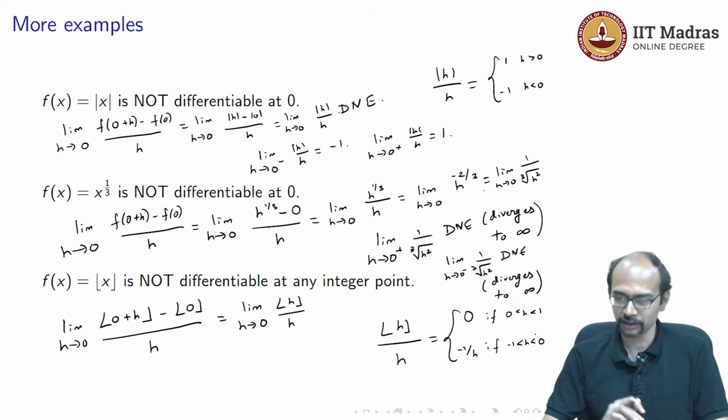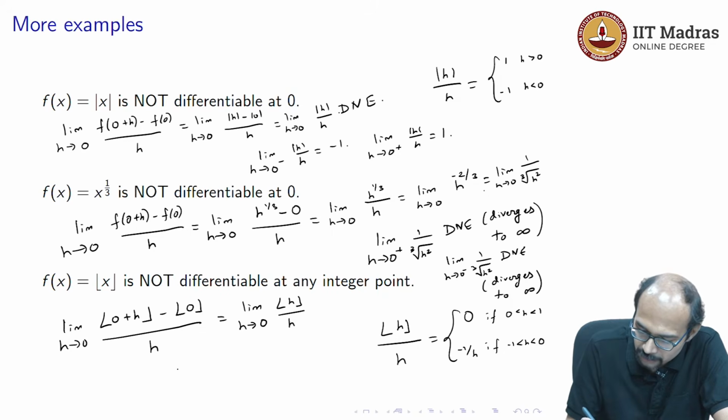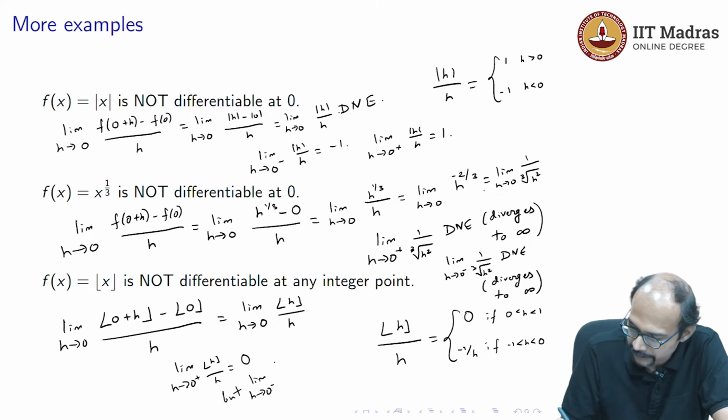So, I hope this is clear. And what happens? Now if you take the limit from the right, this limit is 0, but the limit from the left is undefined. This is minus of minus 1 by h, and we know that this does not exist.